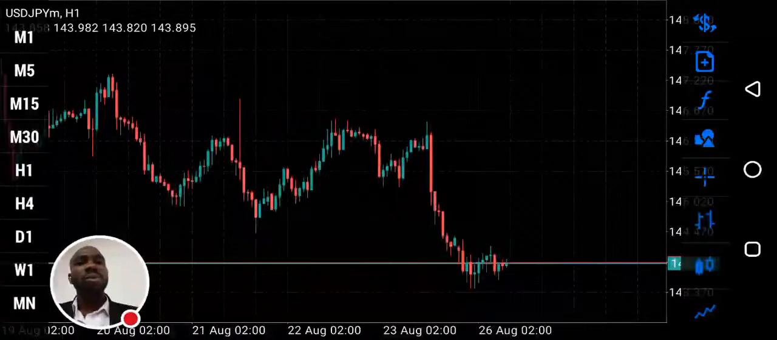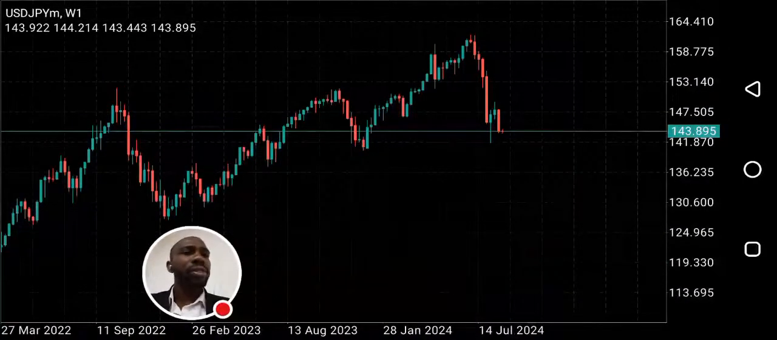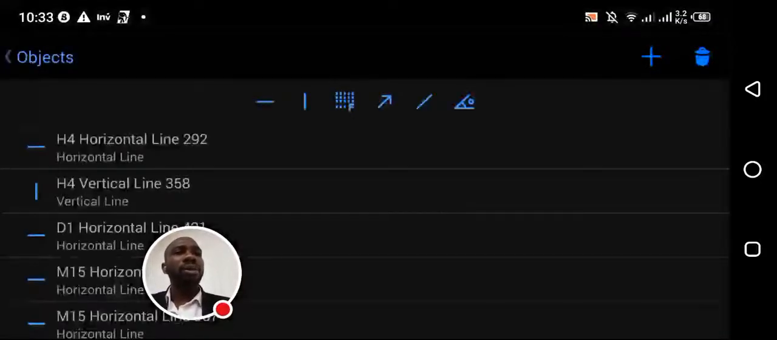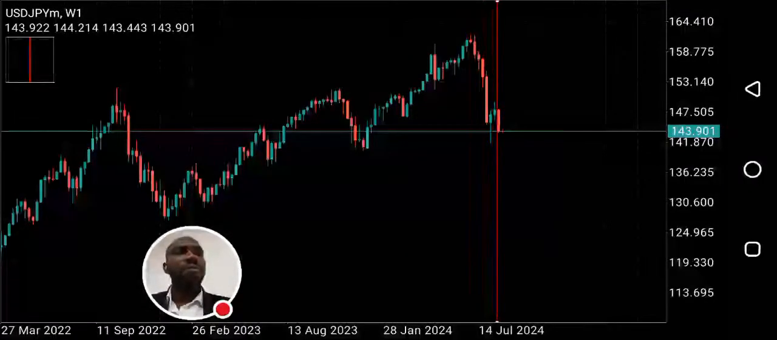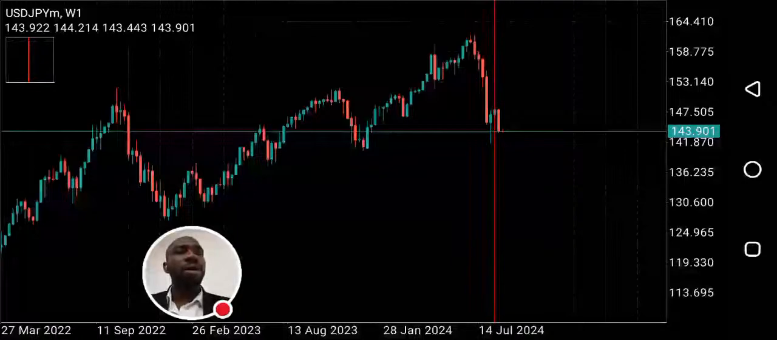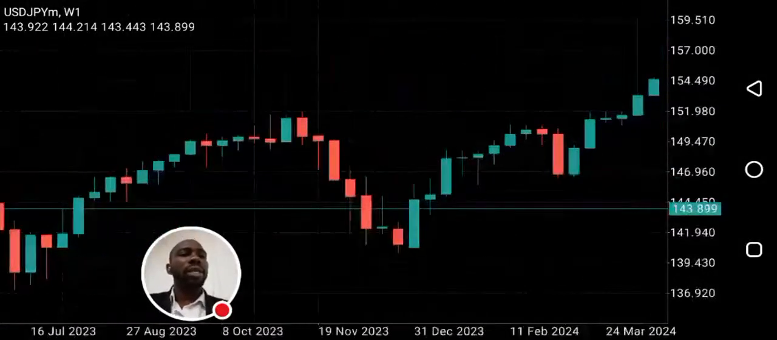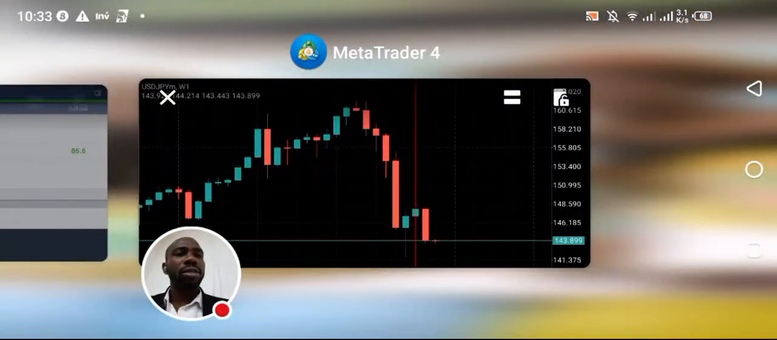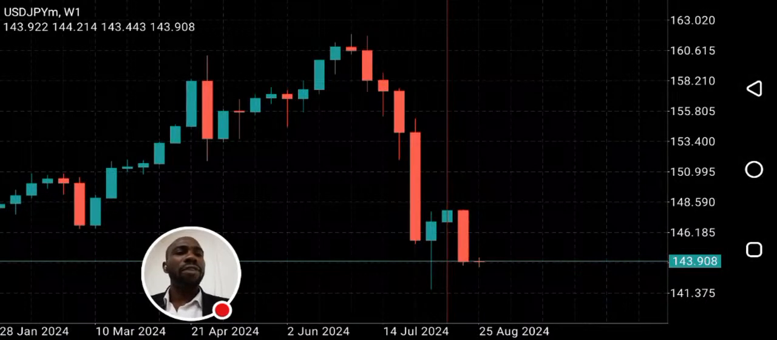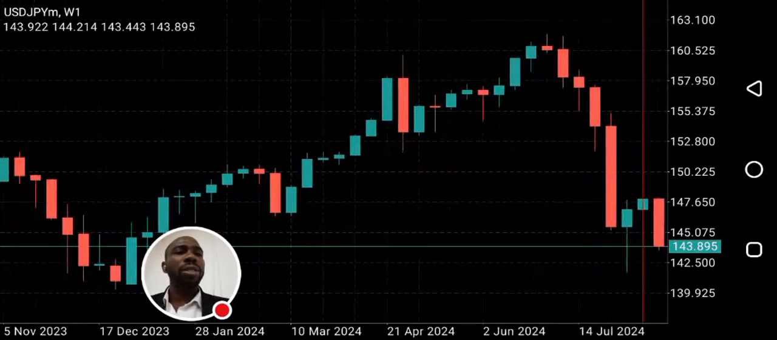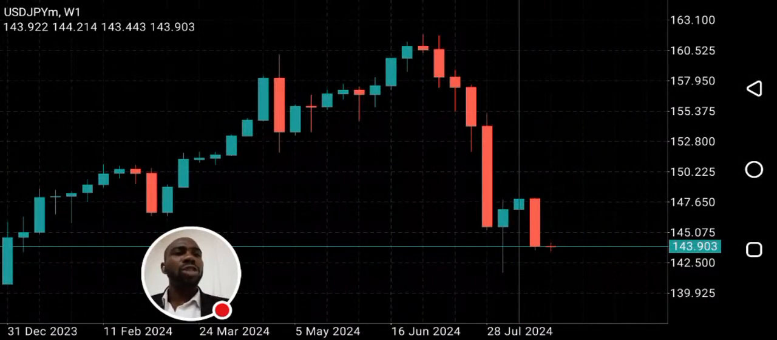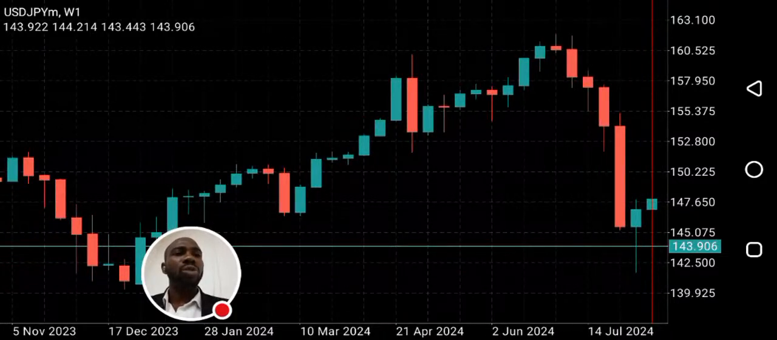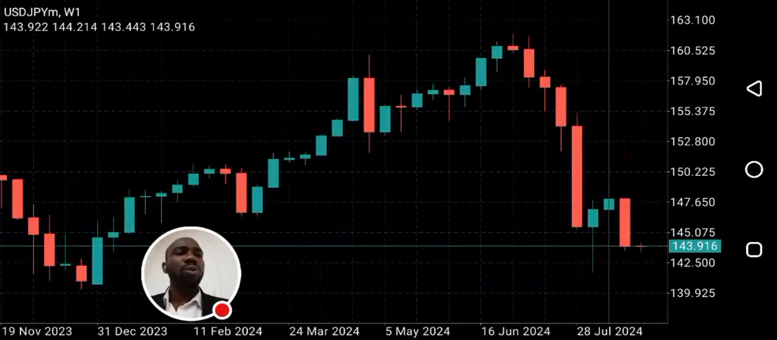Let's start with the weekly time frame. On the weekly, you can see at this point an armor formed, and after the formation of the armor, we are supposed to go bullish. This is a bullish reversal pattern. But what's happening right now? Last week was bearish.